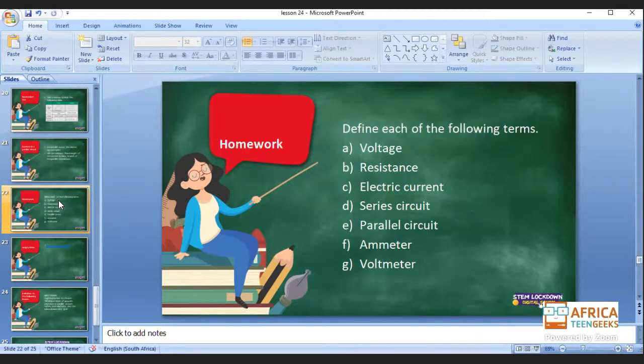Voltage, resistance, electric current, series circuit, parallel circuit, ammeter, and voltmeter.